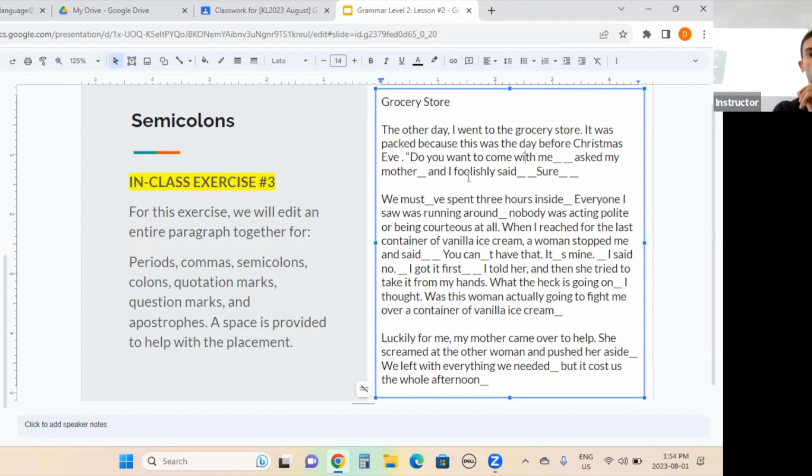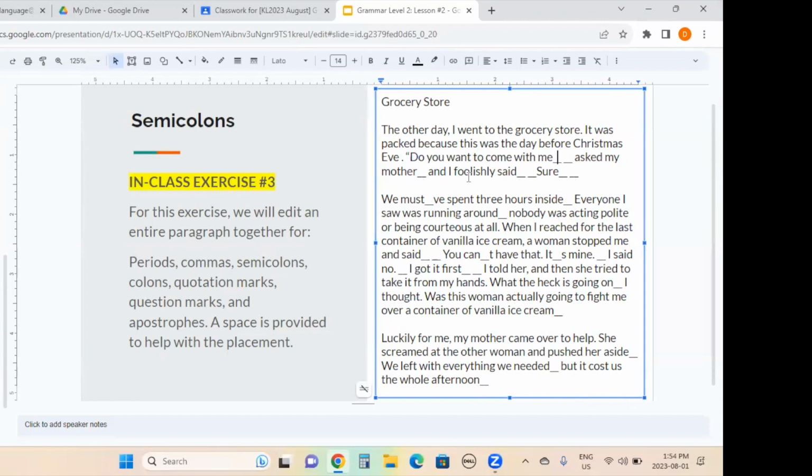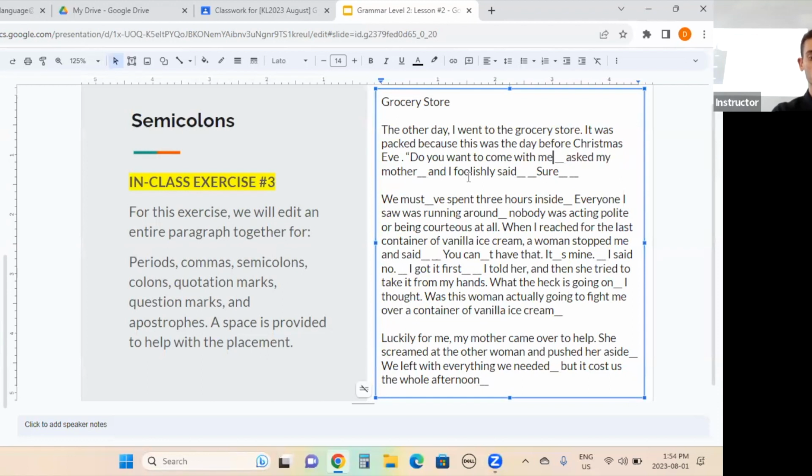"Do you want to come with me?" asked my mother. First blank after me. Question mark. Just question mark. Yeah, this is a question. And then how do we end this line of dialogue? Martin, what are you saying?